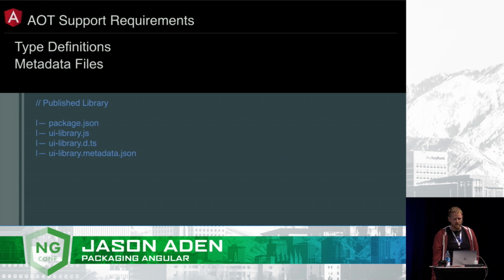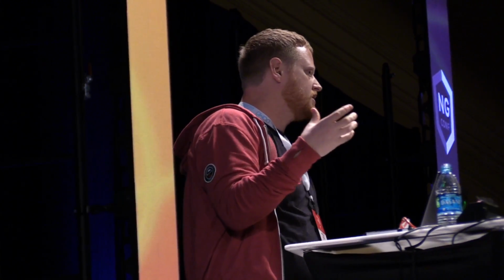And the other required asset that needs to be published is metadata files. Who has seen these before? Many fewer people, okay? So this was often the missing component in a lot of libraries that were being published, and these come from the Angular compiler.